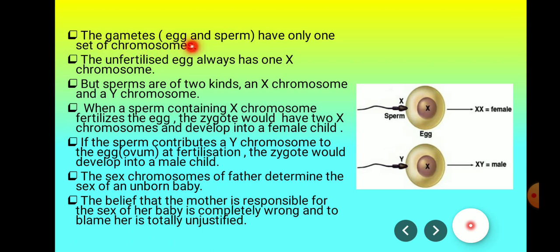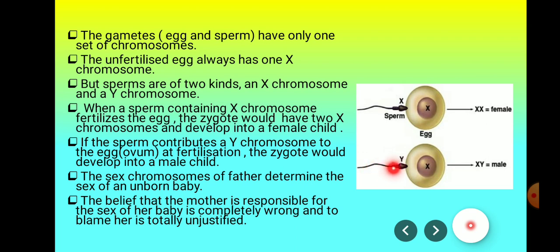The gametes, eggs and sperm, have only one set of chromosomes. The unfertilized egg always has one X chromosome, but the sperms are of two kinds: either X or Y chromosome. When a sperm containing the X chromosome fertilizes the egg having the X chromosome, the zygote formed has two X chromosomes and it develops into a female child.